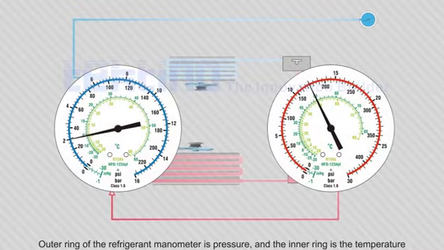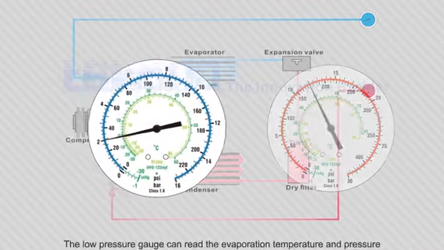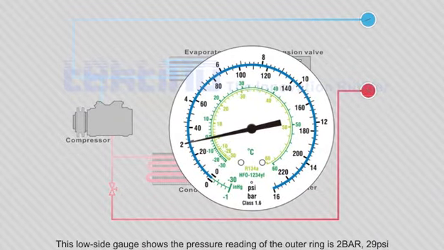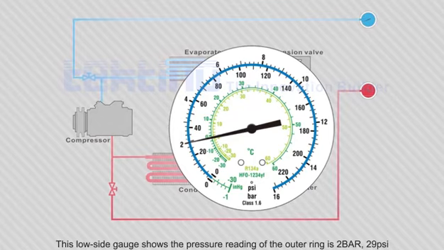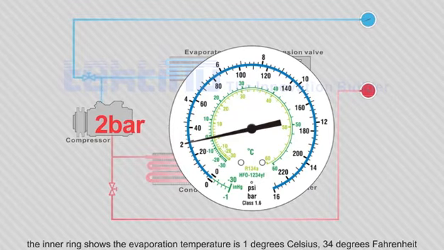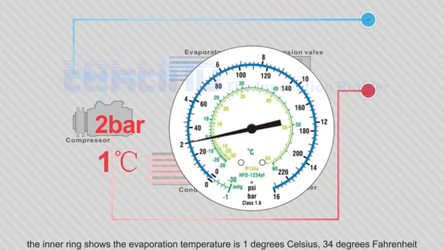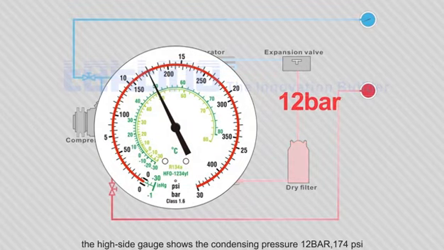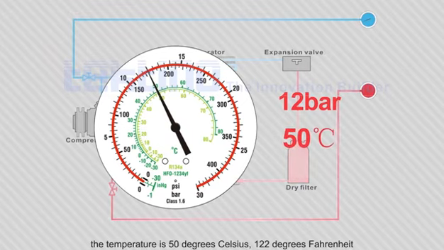The outer ring of the refrigerant manometer is pressure, and the inner ring is the temperature. The low pressure gauge can read the evaporation temperature and pressure. This low side gauge shows the pressure reading of the outer ring is 2 bar, 29 psi, the inner ring shows the evaporation temperature is 1 degree Celsius, 34 degrees Fahrenheit. The high side gauge shows the condensing pressure 12 bar, 174 psi, the temperature is 50 degrees Celsius, 122 degrees Fahrenheit.